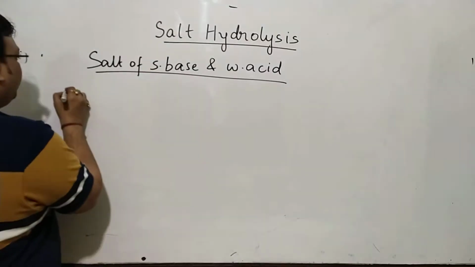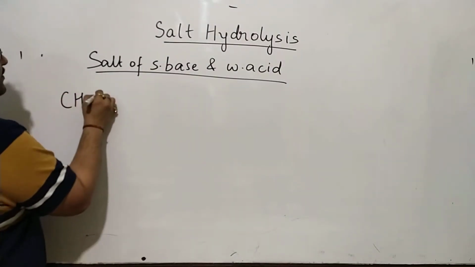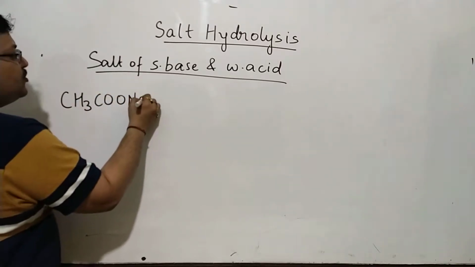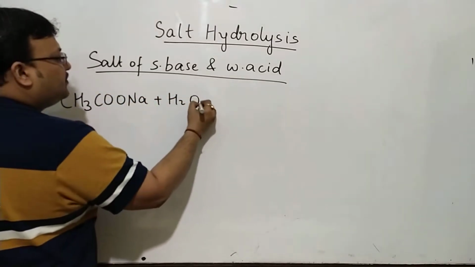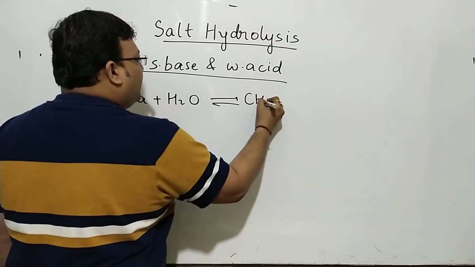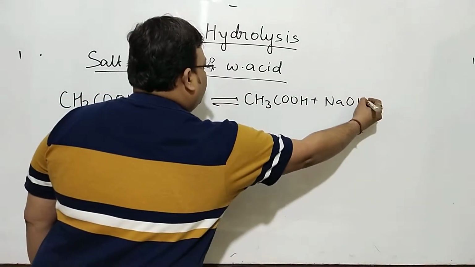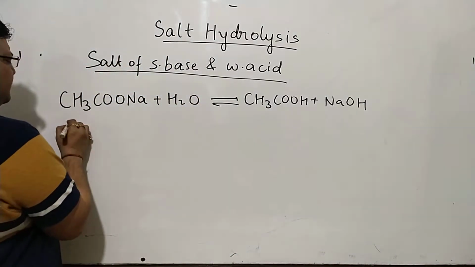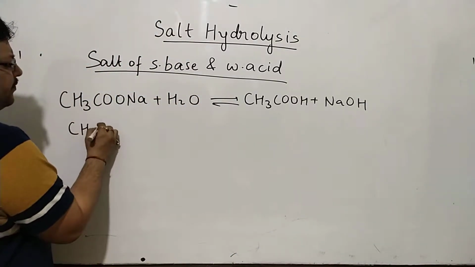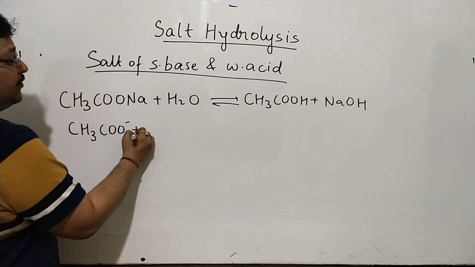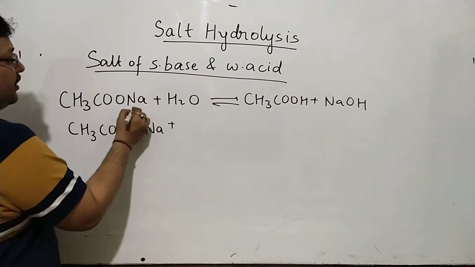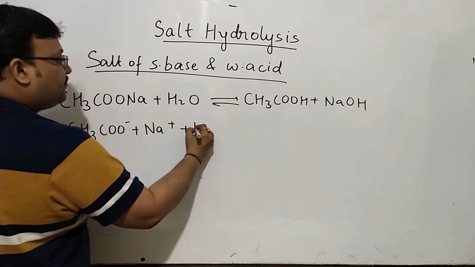an example could be sodium acetate hydrolyzing and producing acetic acid and NaOH. Naturally, we have done it in the past. We'll want to write the ionic form. A salt is always a strong electrolyte, so the ionic form will have sodium and acetate.